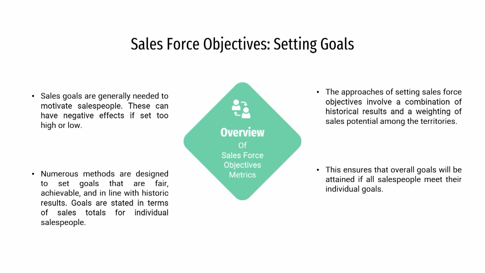The approaches of setting the sales force objective involve a combination of historical results and weighing of the sales potential among the territories. So, it will look into multiple factors. What was my past performance, and what is the upcoming ambition set by the company in terms of sales potential. These 2 factors will be taken into consideration in deciding what should be my sales target for the upcoming year. That I will see later. We will look into this phenomenon with an example. This ensures that the overall goal will be attained if all the salespeople make their individual goals.